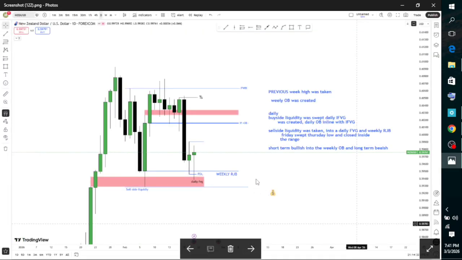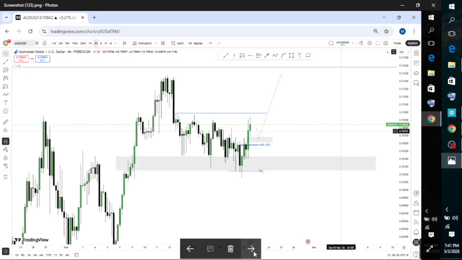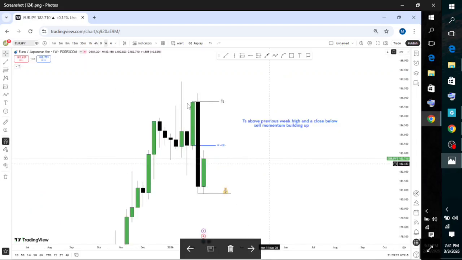What pair is this? You can see that on EURJPY, price already took liquidity from these highs, right? Then broke below this weekly order block. Now we have equal lows below this, right? This place, that was my target. So you can see a TS above the previous weekly high and close below, sell momentum building up. So now I'm anticipating price to tap into this OB and drop. So that was my whole process on EURJPY.